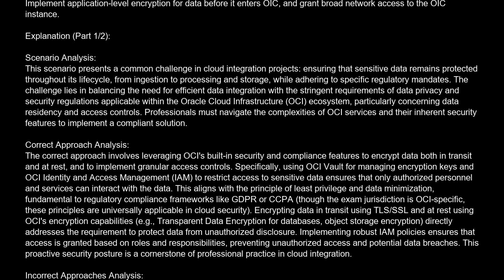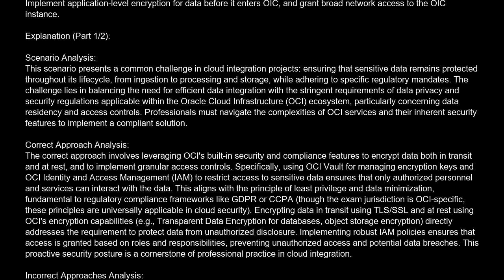Professionals must navigate the complexities of OCI services and their inherent security features to implement a compliant solution. Correct approach analysis. The correct approach involves leveraging OCI's built-in security and compliance features to encrypt data both in transit and at rest, and to implement granular access controls. Specifically, using OCI Vault for managing encryption keys and OCI Identity and Access Management, IAM, to restrict access to sensitive data ensures that only authorized personnel and services can interact with the data.